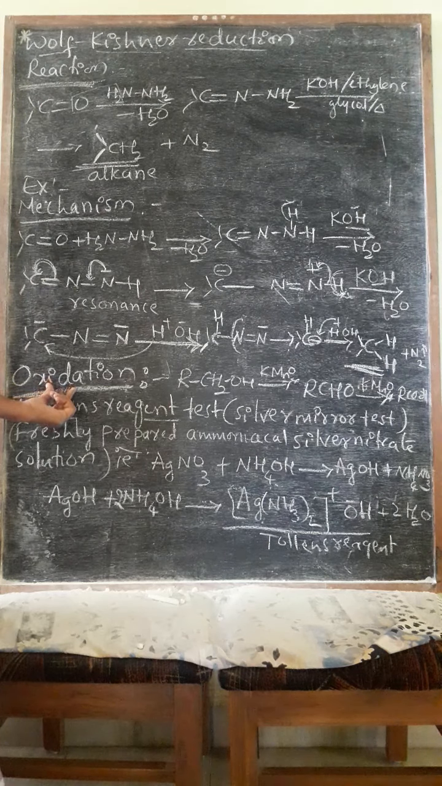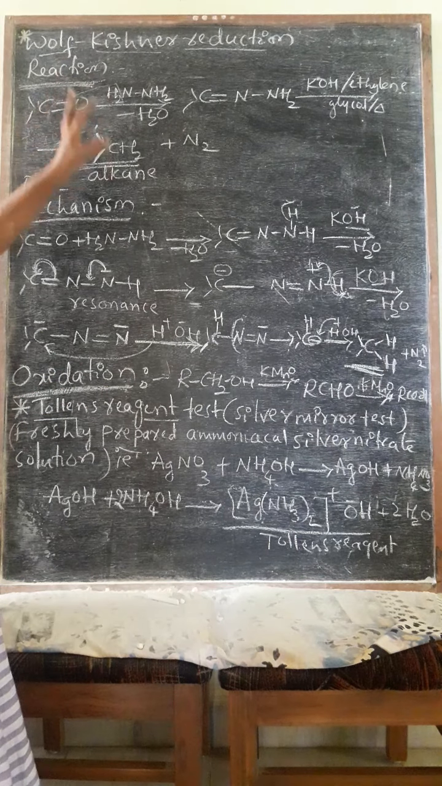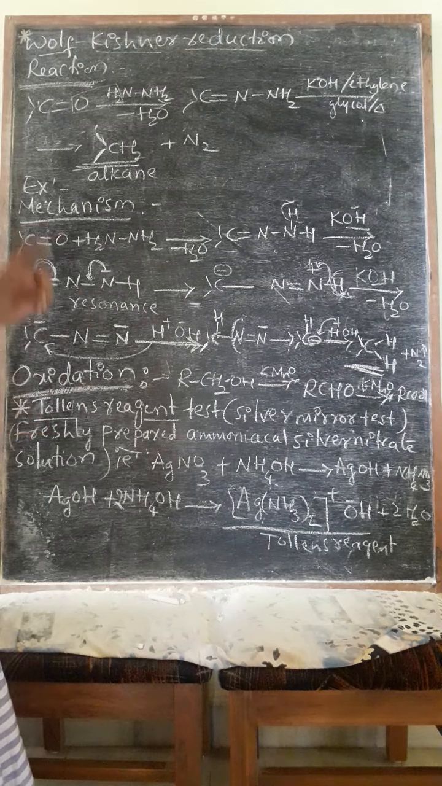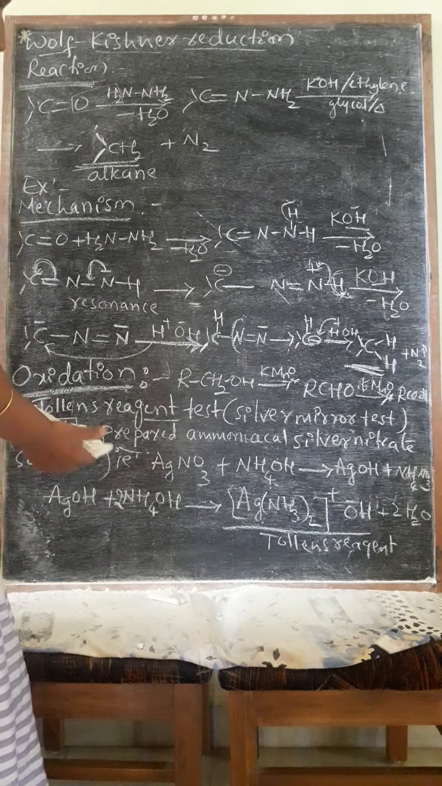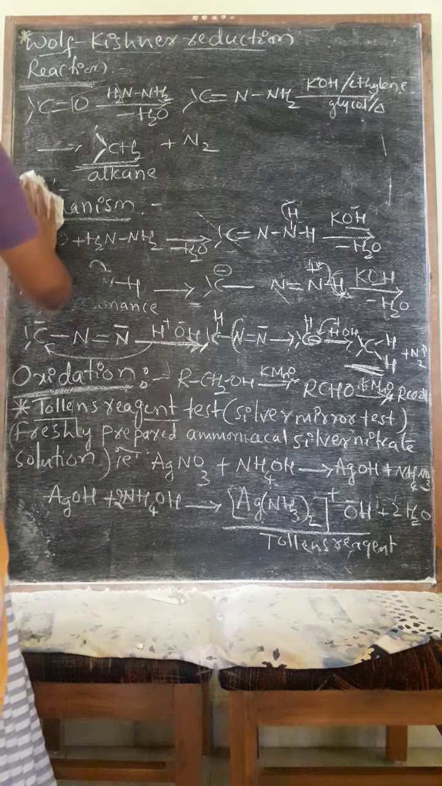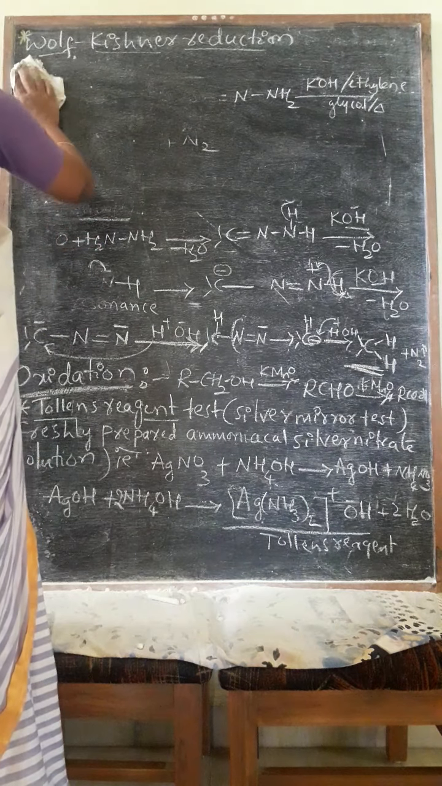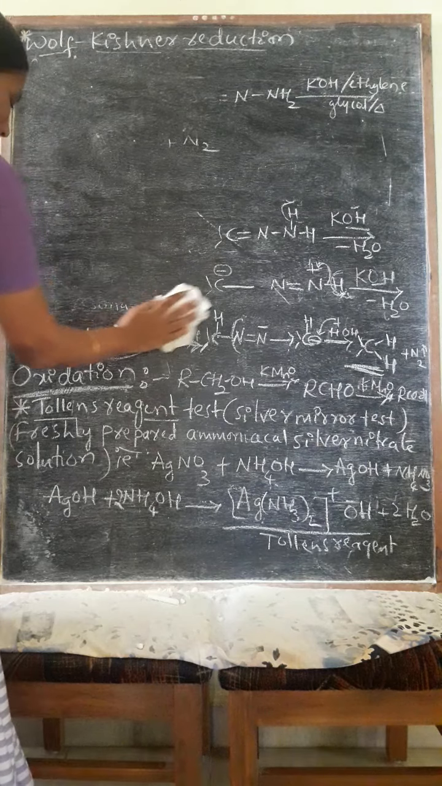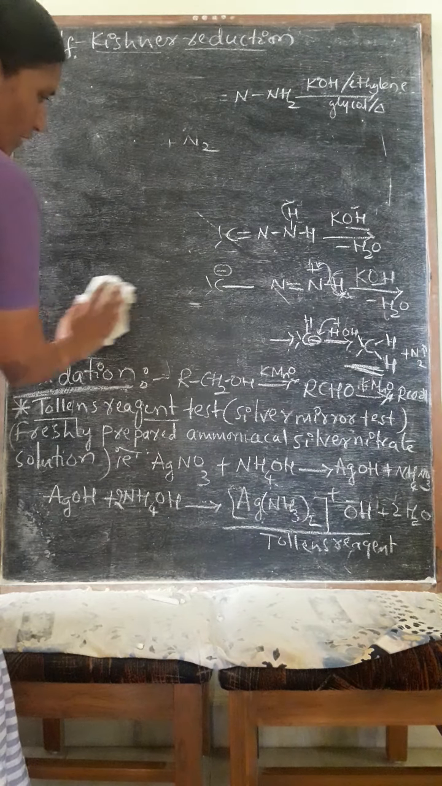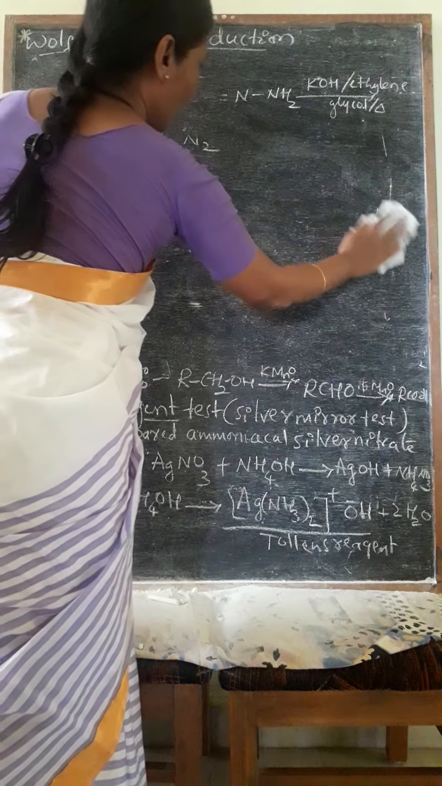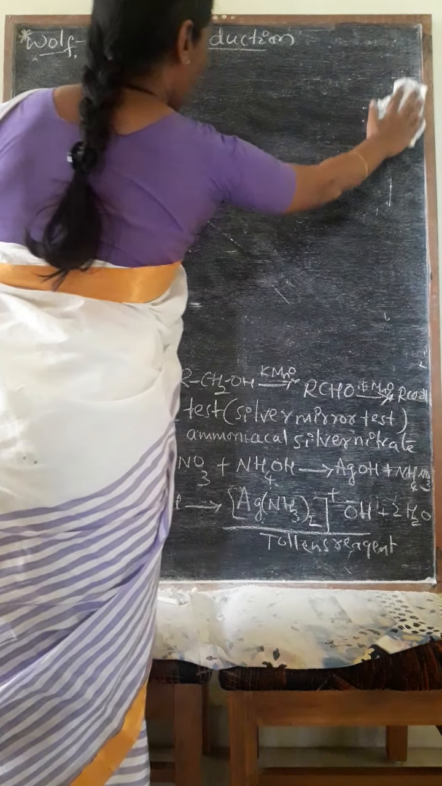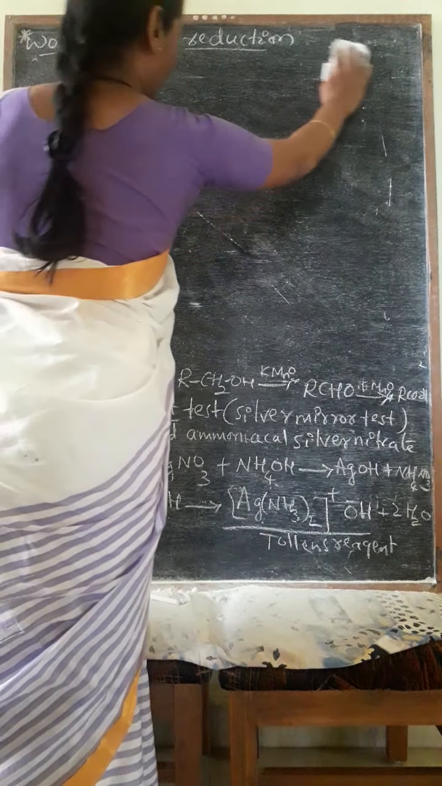Come to know next, oxidation. Like reduction, an oxidation reaction is there. Now I will explain that oxidation very clearly, how the oxidation takes place. Generally we all know that alcohols undergo oxidation giving aldehydes. Aldehydes undergo oxidation giving carboxylic acids.